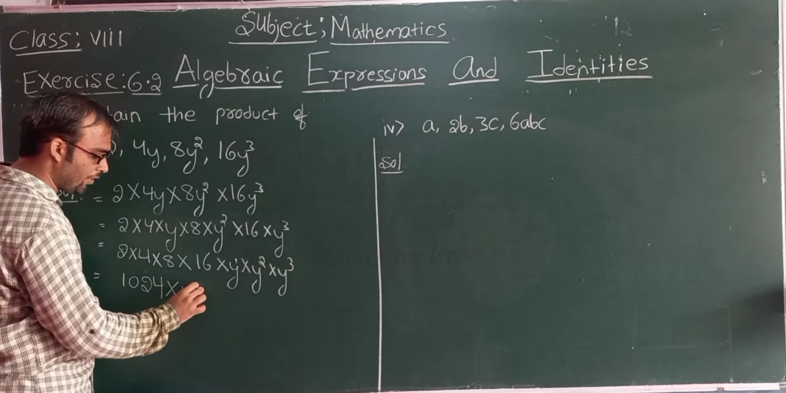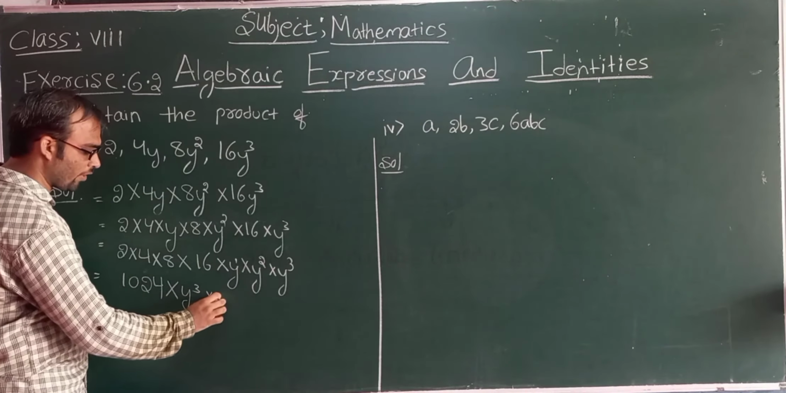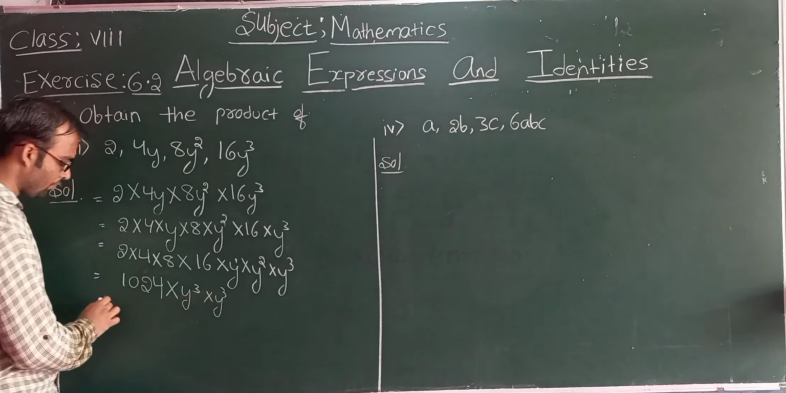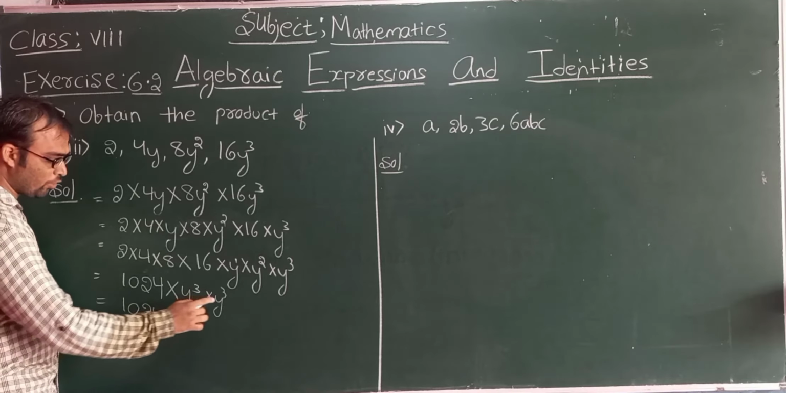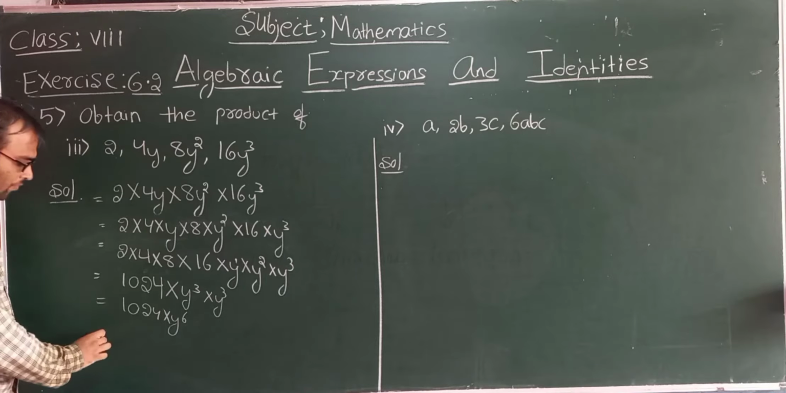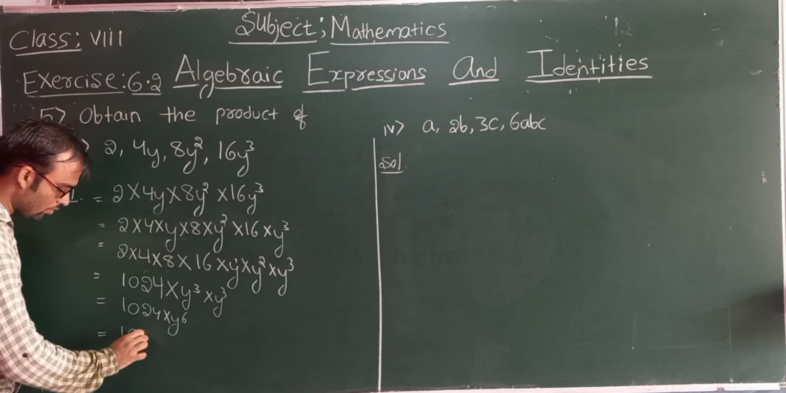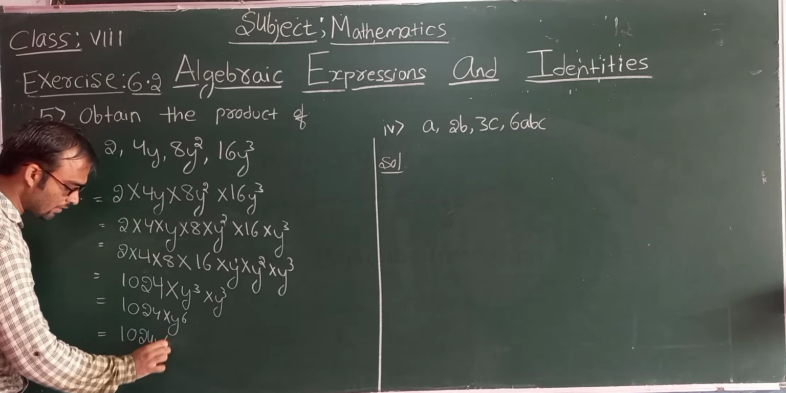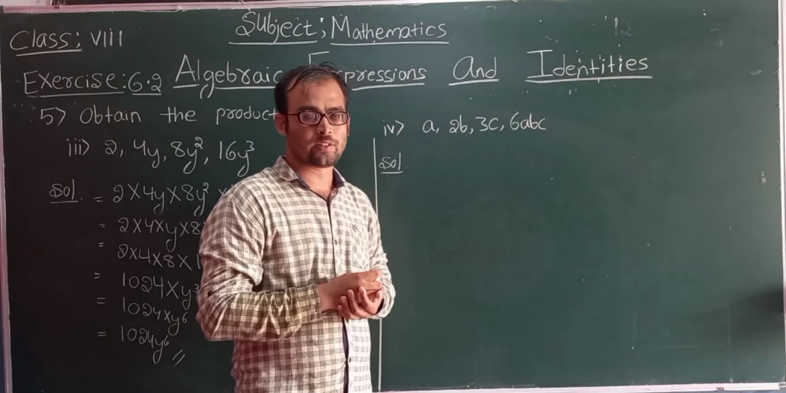So y into y square will be y cube, into y cube will be y to the power 6. And 1024 into y to the power 6 will be 1024 y to the power 6. So this is the solution for the given problem. Students, now let's solve fourth question.